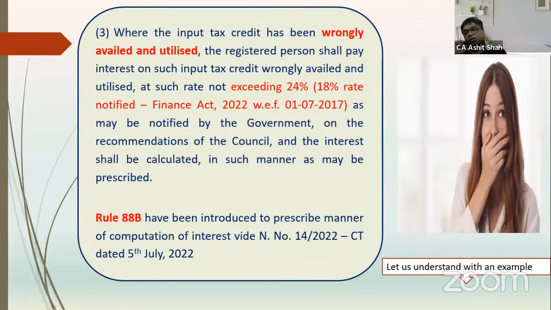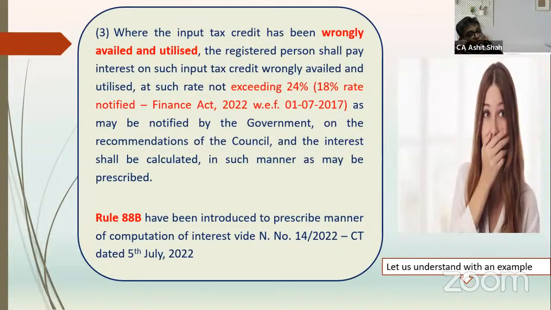Then sub-section 3 of section 50, which deals with interest, has been amended with effect from 5th July 2022. A retrospective amendment has been made. What does it say? Where any input tax credit has been wrongly availed and utilized, the registered person shall pay interest on such input tax credit wrongly availed and utilized at such rate not exceeding 24% as may be notified by the government, and the interest shall be calculated in such manner as may be prescribed.